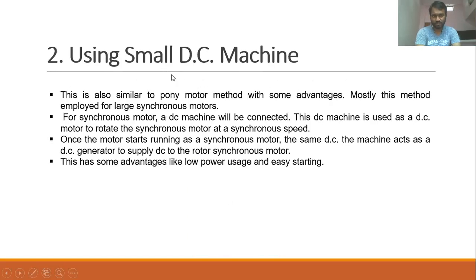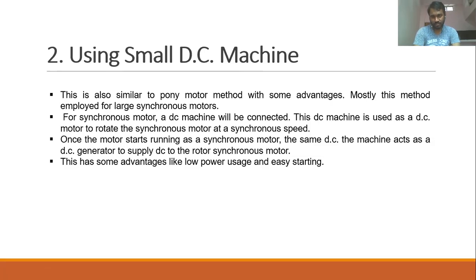The second one is using a small DC machine. Here, I'm using the DC machine as a prime mover, or mechanical energy device, for starting the synchronous machine. It is mostly used in large synchronous motors. The DC machine is connected and used as a DC motor, which takes electrical energy and gives mechanical energy. Initially, it delivers the mechanical energy to the synchronous motor and makes the rotor of the synchronous machine rotate near to the synchronous speed.